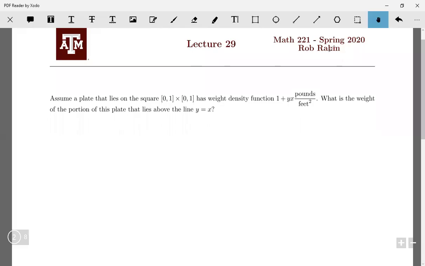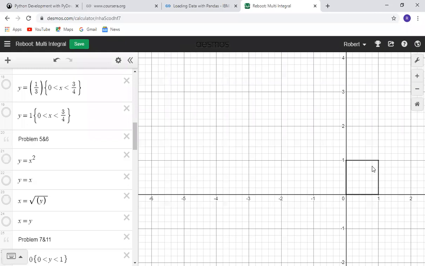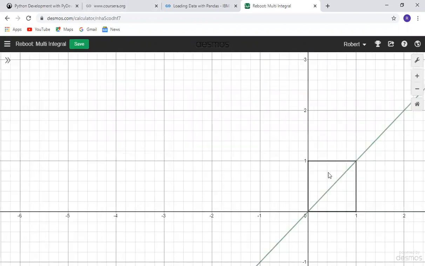In this problem, we have a plate that lies on the unit square and has weight density 1 plus xy pounds per feet squared. What is the weight of the portion of this plate that lies above the line y is equal to x? So this is very similar to the previous problem, and I'm going to open up Desmos to look at it. So this square is the unit disk, and then if we look at the line y is equal to x, the part of the disk that is above this green line, so this portion right here, this is the portion that we are interested in.